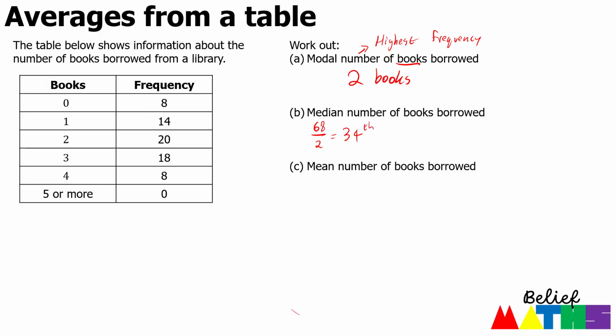What I like to do is write a running total on here. Cumulative frequency, like we did our cumulative frequency, but I like to write it on the lines. So if we've got 8 there, 8 plus 14 is 22, 22 plus 20 is 42, plus our 18 gives us our 60, plus our 8 is 68. Now we can see that 34 lies in between 22 and 42. Therefore, the median number of books borrowed must be this section. So it's 2 books.